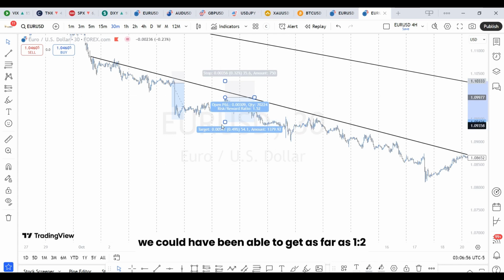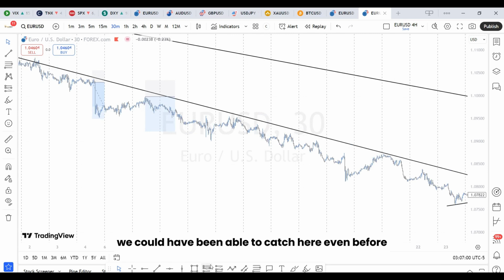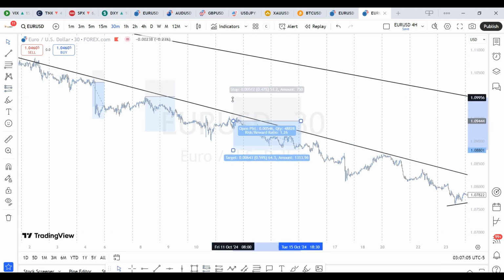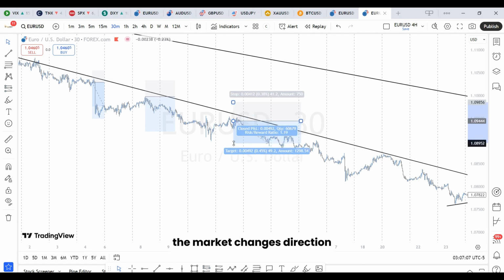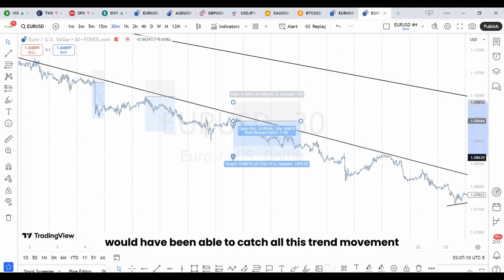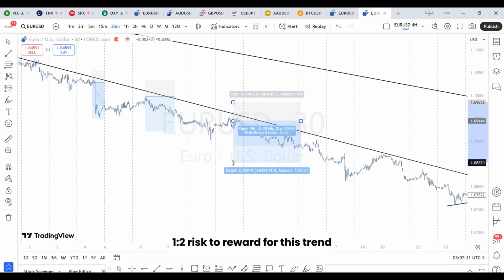1:5 could have been very good. We could have even been able to get as far as 1:2. We could have been able to catch here even before the market changes direction. We would have been able to catch all these trend movements even as far as 1:2 risk to reward for this trend.